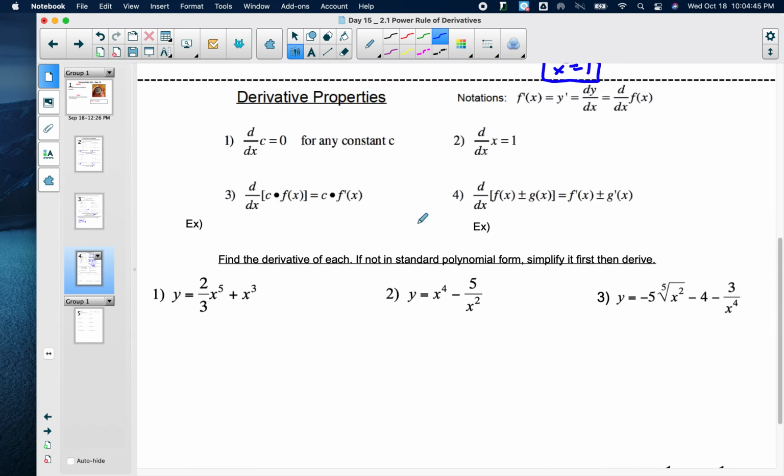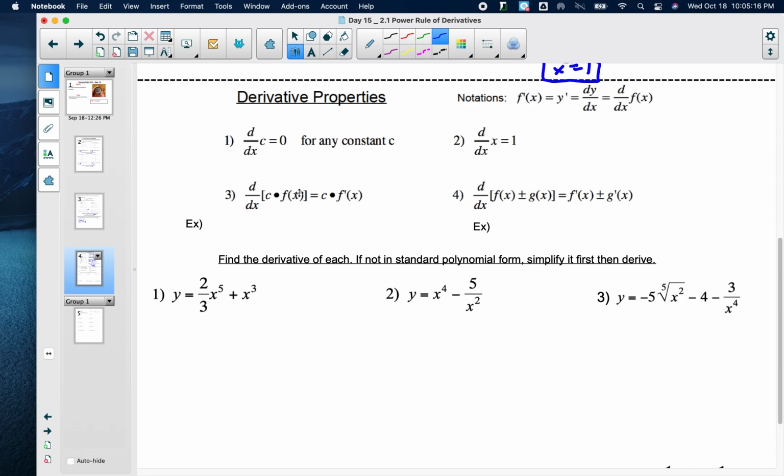Okay, so these are just some general rules. Again, these are the notations. We talked about these before. F prime of x, y prime, dy dx, d dx of f of x. So d dx itself is kind of the notation for derivatives. So we're taking the derivative of f of x and so on and so forth. So we talked about this one. The derivative of any constant is 0. The derivative of x is 1. So any linear equation is just the coefficient. So in this case, it's 1.